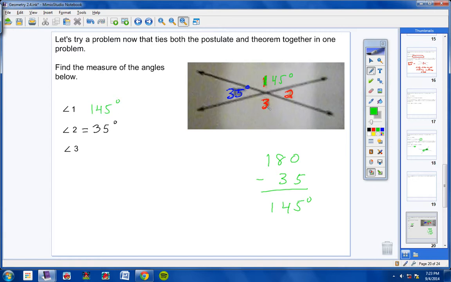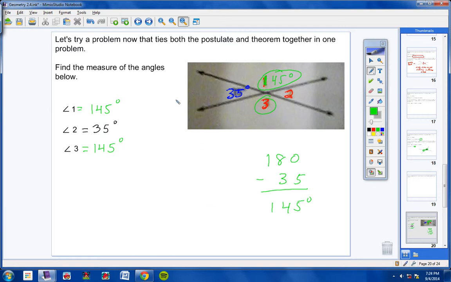And now look at this. Here's my one line. Here's my other line. They're intersecting. And remember, angles that are across from each other are always vertical, and so vertical angles are congruent. So if this angle right here is 145 degrees, then this angle here, which is vertical to it, is congruent. Angle 3 has to be 145 degrees. There we go.